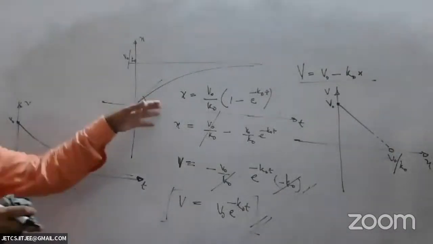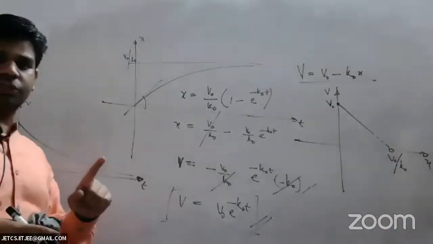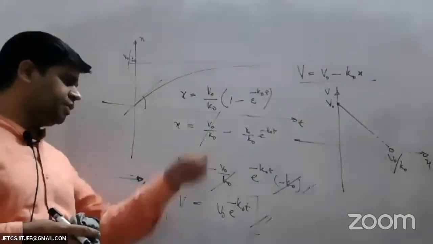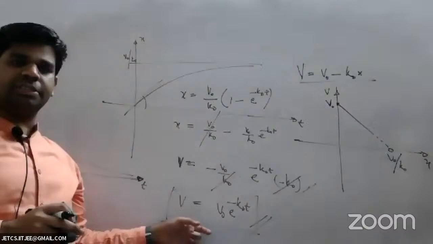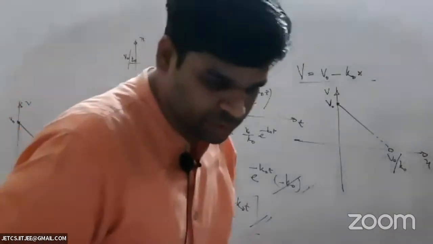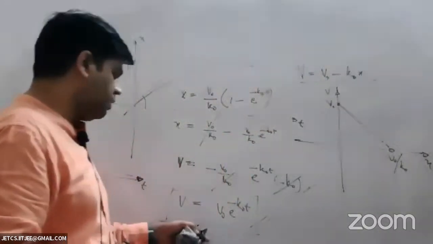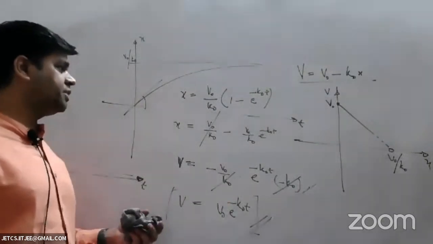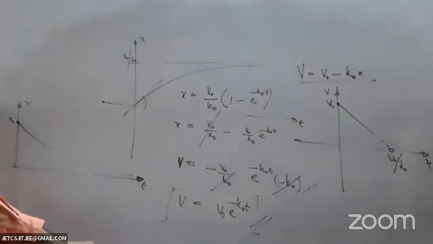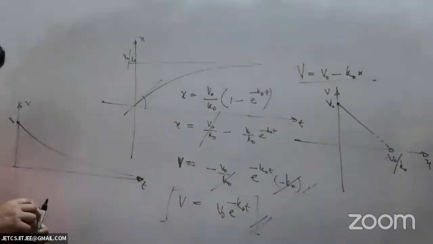Alright, so I've got x as a function of t, v as a function of t, and I want a as a function of t. What do I do? I differentiate v now. Differentiate this and tell me what the acceleration is as a function of time. Differentiate this quickly. v0 into e power minus k0 t. All I have to do is differentiate v as a function of t, differentiate v with respect to t, and I'll get a as a function of t.